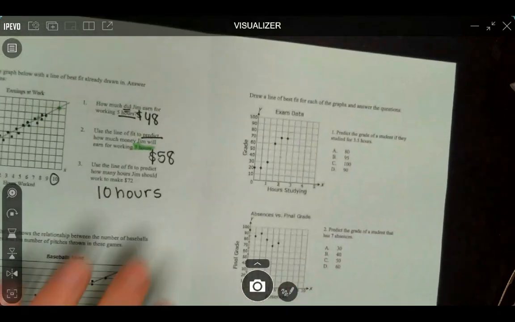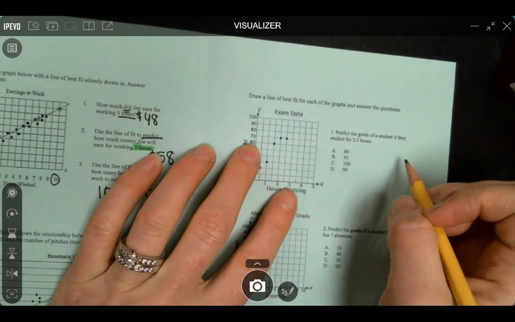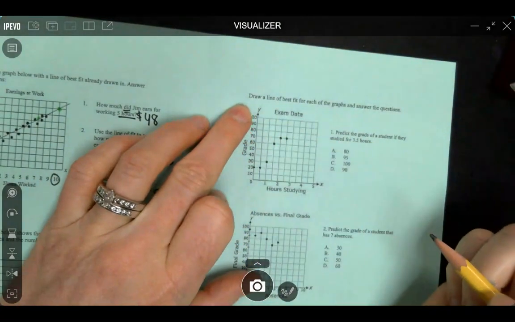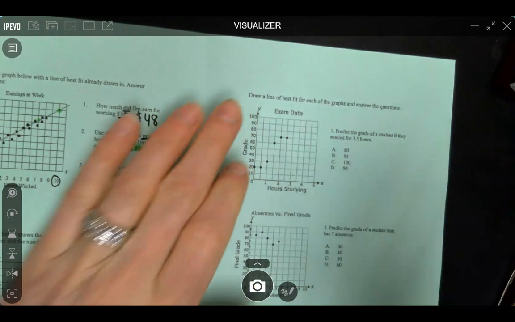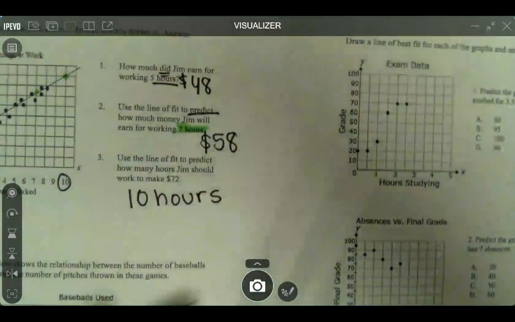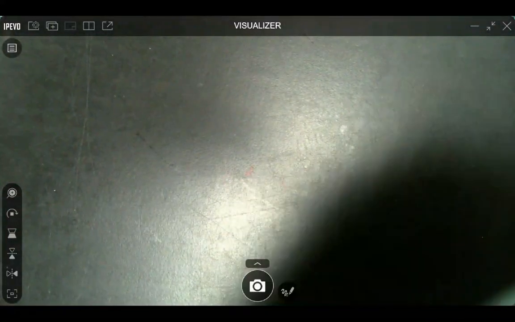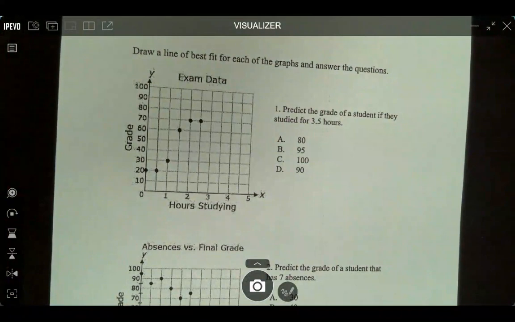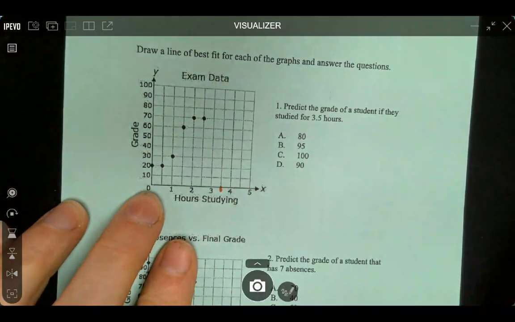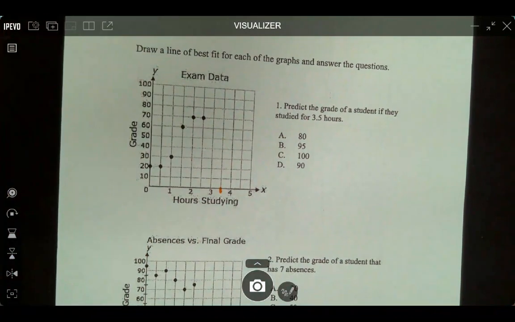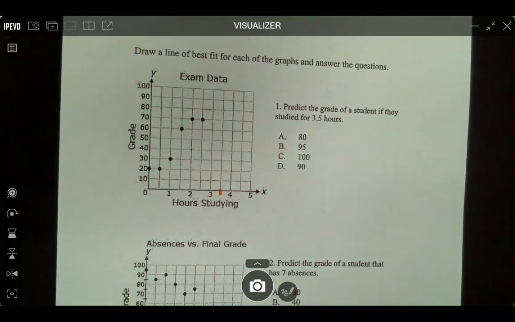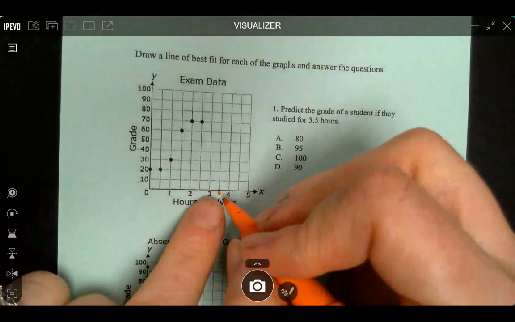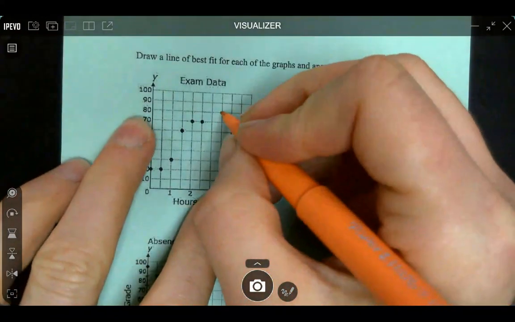Let's look at the first one. Predict the grade of a student if they have 3.5 hours. It says draw a line of best fit for each of the graphs and answer the question. Because some of these lines of best fit are kind of hard to do, what might actually help is to first plot these points at 3.5. So 3.5 would be right here. We're going to plot the points and see which one falls within the rest of the points. So 3.5, 80 would be here.